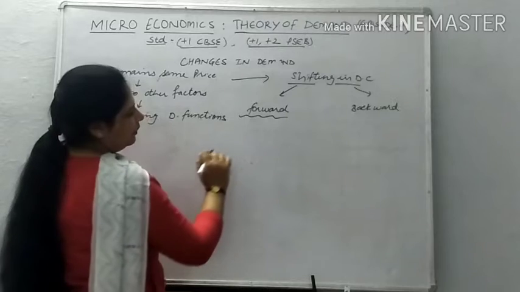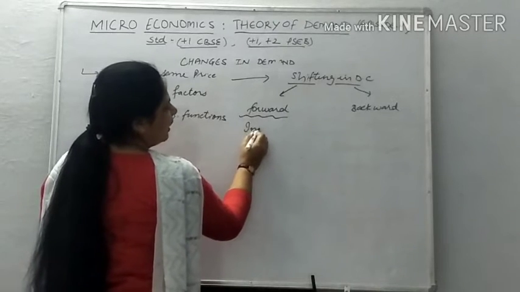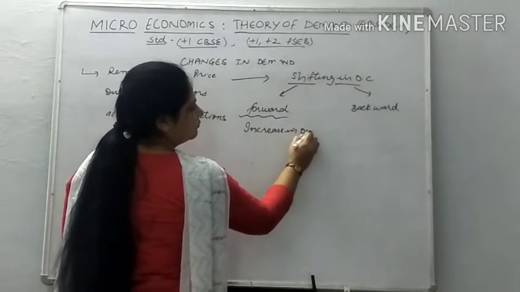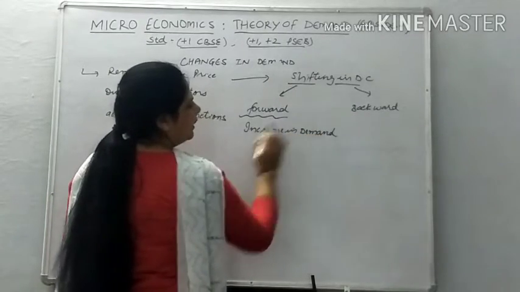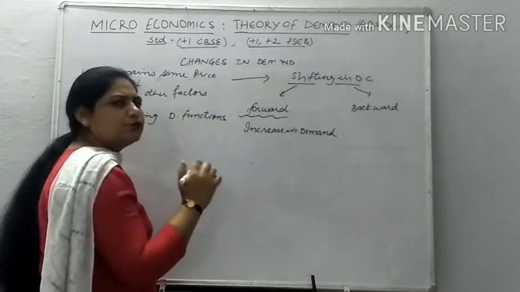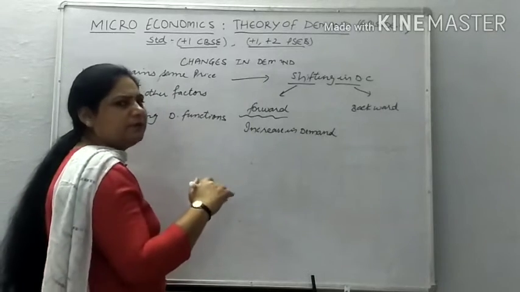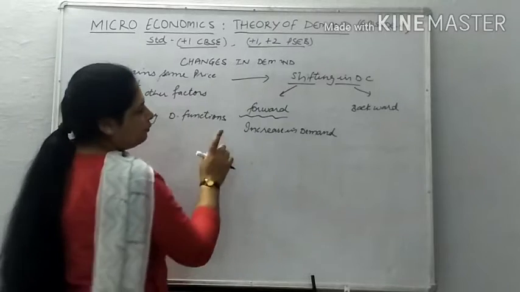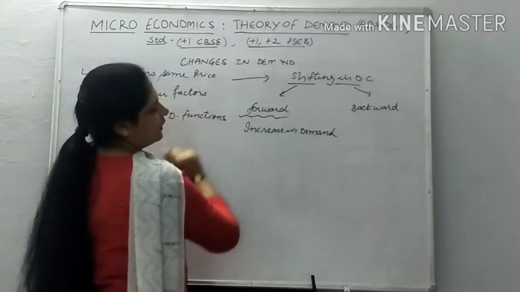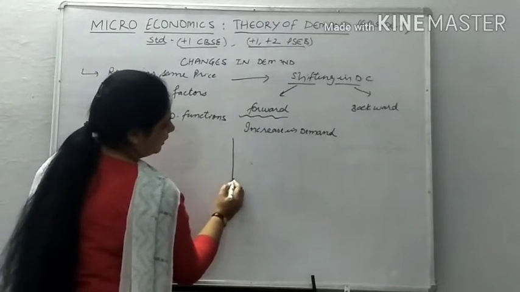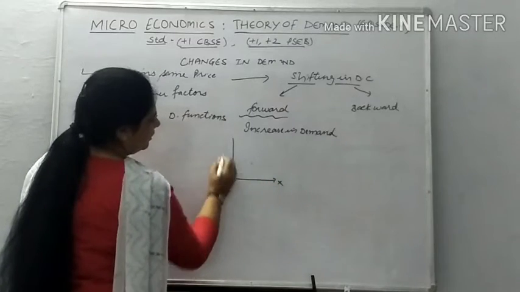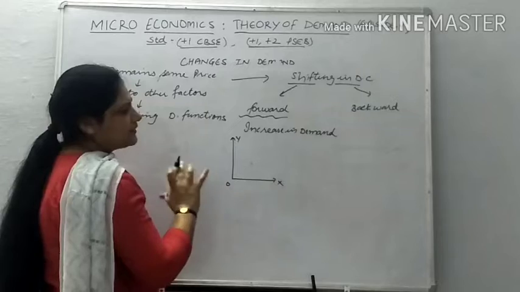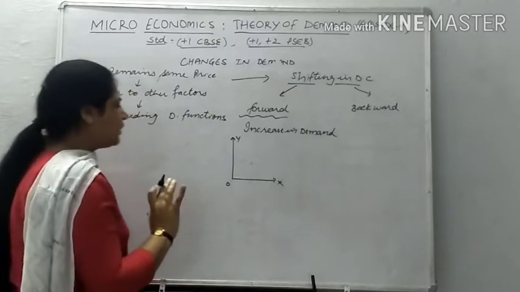We can show increase in demand due to so many factors that can be a favorable impact on consumers' demand. We show it through a forward shifting. Here I am taking a figure which can show it. Students, there is the same price, no change in price.